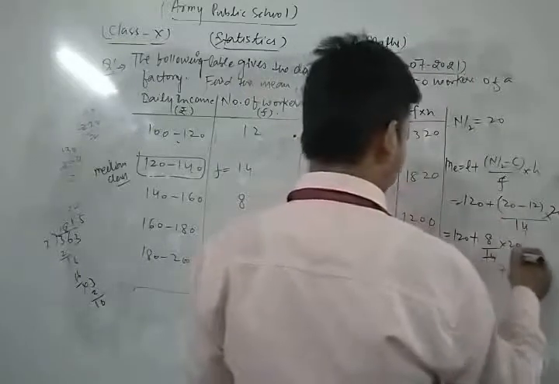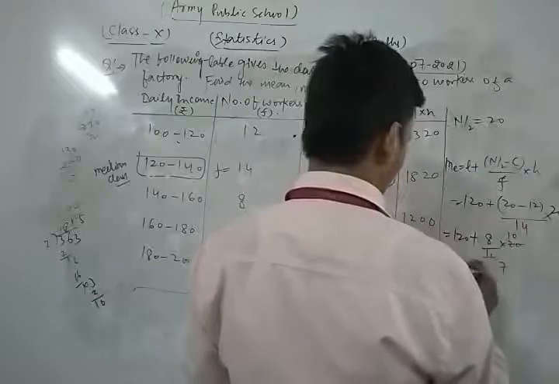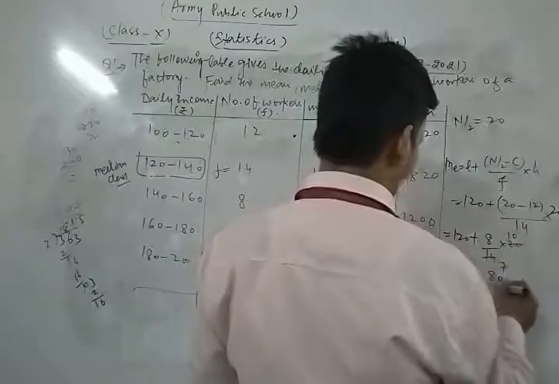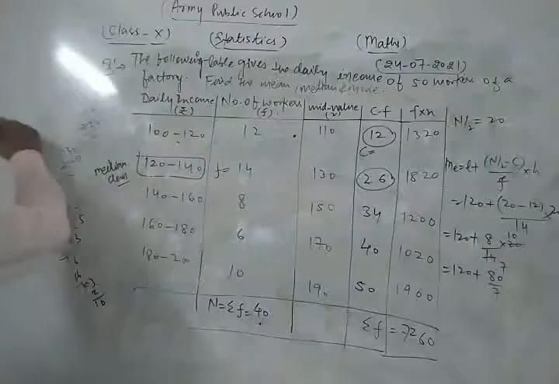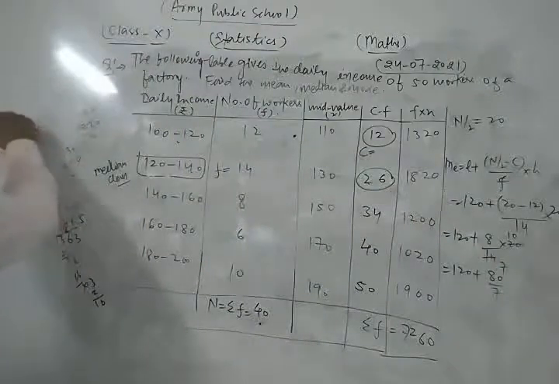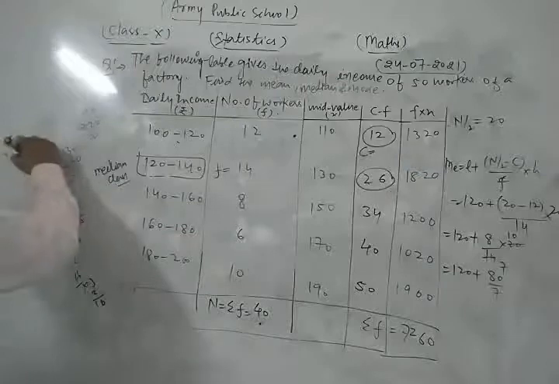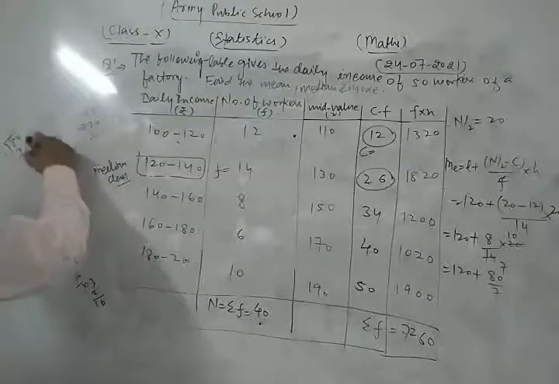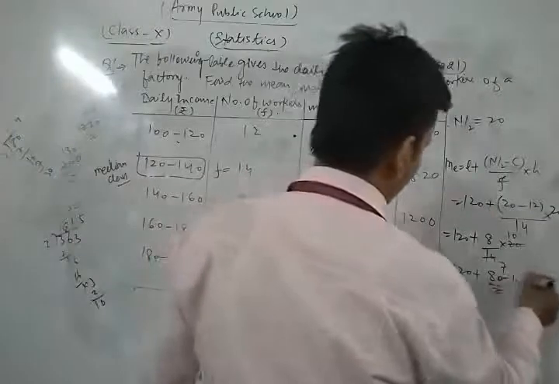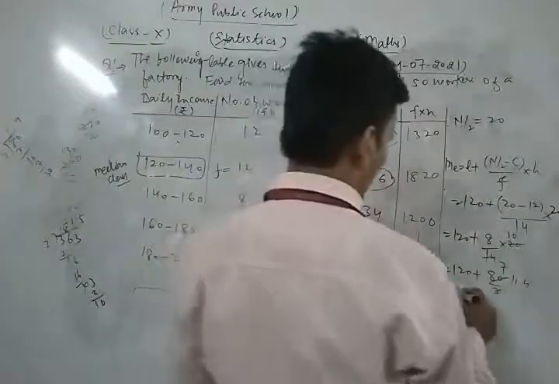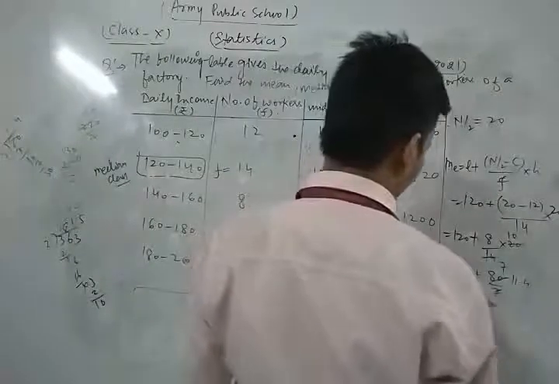Now this is 120 plus 13 upon 14 into 20. Simplifying, 120 plus 130 upon 7. Now we simplify them: 130 upon 7 comes to about 18.6. So 120 plus that, what is it?